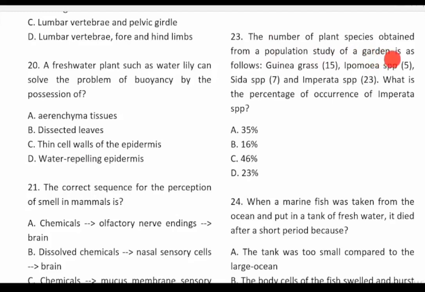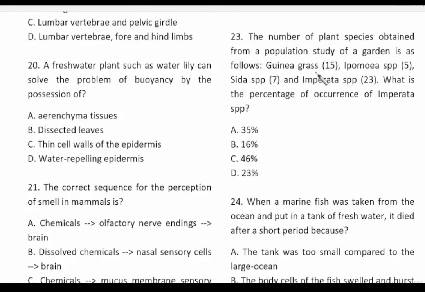The number of plant species obtained from a population study of a garden is as follows: guinea grass 15, hypomoea species 5, cedar species 7, and imperator species 23. What is the percentage of occurrence of imperator species? We want to know the percentage of occurrence of imperator species in all of these population samples or study that we have taken. So let us quickly work that out.